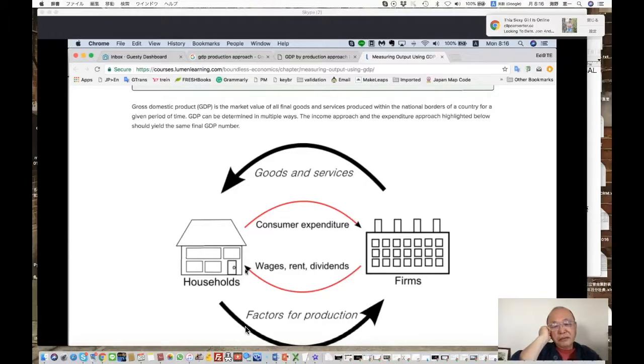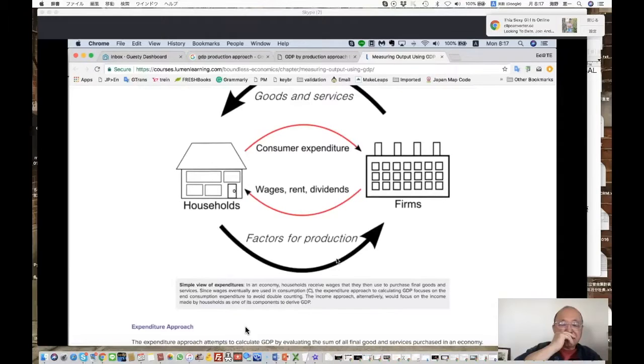The households receive in return for the services wages. They receive rent, if you're the owner of the land. If you're an investor in the company, you receive dividends, right? And the money flows back because we buy the products that the firms produce. So that's the circle of the economy.